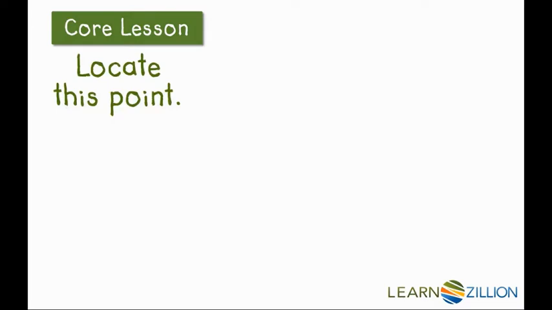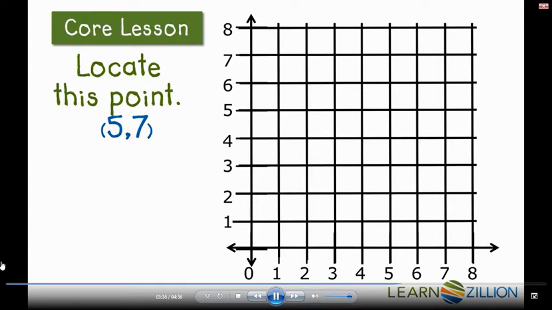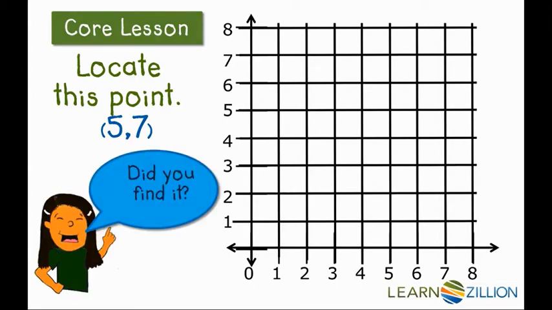What about locating this point, 5, 7? The ordered pair 5, 7. 5 is the x-coordinate and 7 is the y-coordinate. Where do these two lines intersect? Remember to always start at the origin to plot a point and move first on the x-axis and then move on the y-axis. Did you find it? First, you had to walk along the x-axis to the 5th intersection. Then you needed to walk up parallel to the y-axis until you came to the 7th intersection. The red dot shows the location of the ordered pair 5, 7.